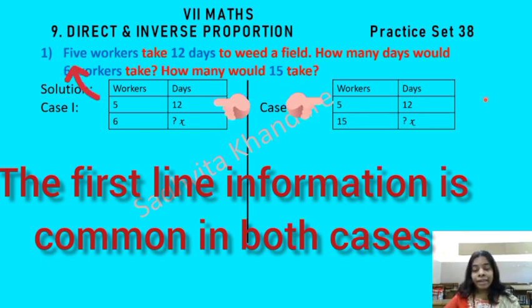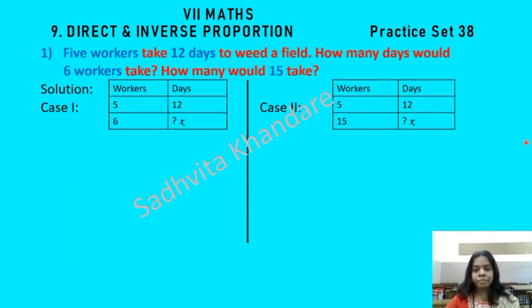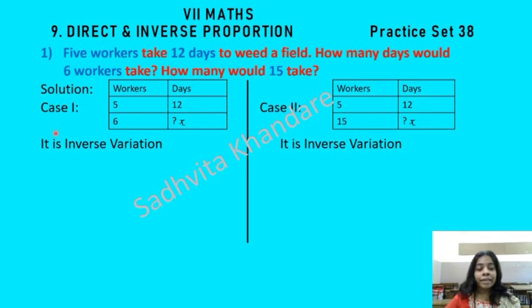5 workers are taking 12 days, so 15 workers will take how many days? Here again X. You can write Y also, you can write any other alphabet as I have told you. See, it is inverse variation, straight multiplication. 5 into 12 is equal to 6 into X. Here also 5 into 12 is equal to 15 into X. See, inverse variation questions are straight multiplied, directly multiplied.